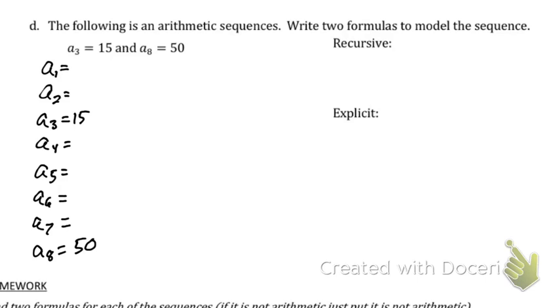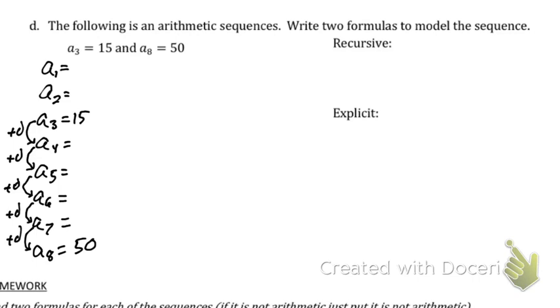there is a number that I would add to get to 4. That same number would get me to 5. That same number would get me to 6. That same number would get me to 7. That same number would get me to 8. So in other words, to get from 3 to 4, I would add D, my common difference. Then I would add a common difference again to get to 5. Then I would add a common difference to get to 6. Then I would add a common difference to get to 7. Then I would add a common difference to get to 8.